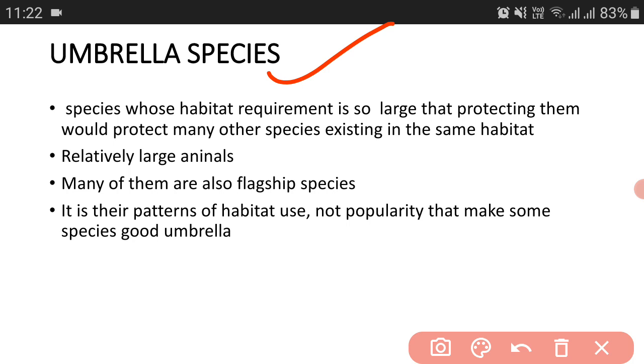Many of these umbrella species are actually flagship species because they are relatively large, they are distinct, they can be attractive, or they might be vulnerable. Because of this, the majority of them are flagship species. Also, here we are talking about the pattern of habitat use, and we are not considering the popularity that makes some a good umbrella species. So here we can see some distinction between umbrella and flagship species.